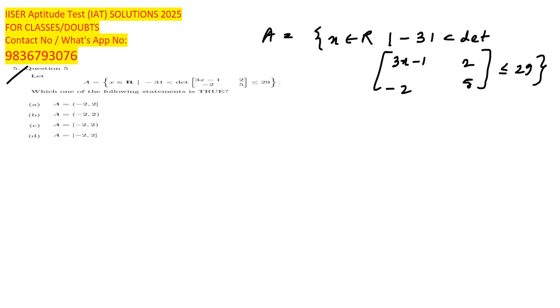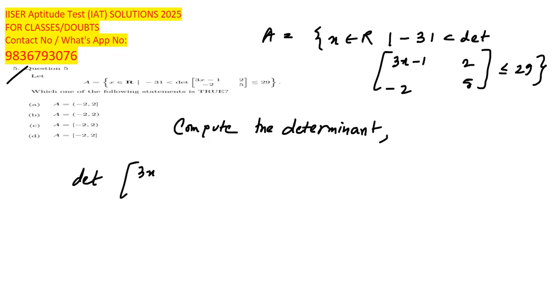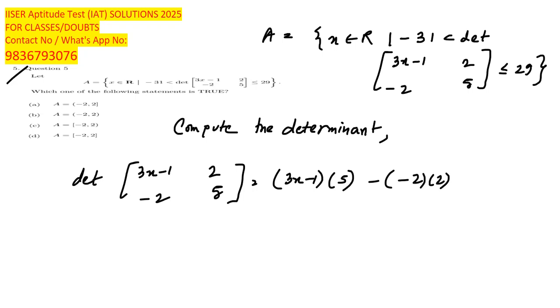So here first what we will do, we will compute the determinant. पहले हम लोग determinant निकाल लेंगे. Determinant of 3x minus 1, minus 2, 2, 5. So that is (3x minus 1) times 5 minus (minus 2) times 2. So that is 15x minus 5 plus 4.